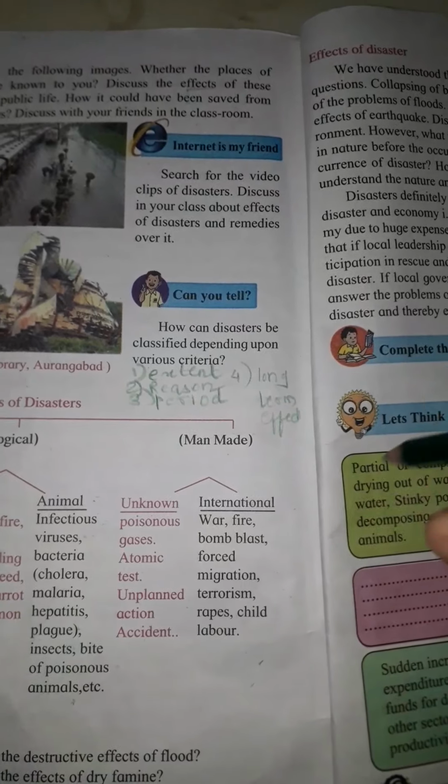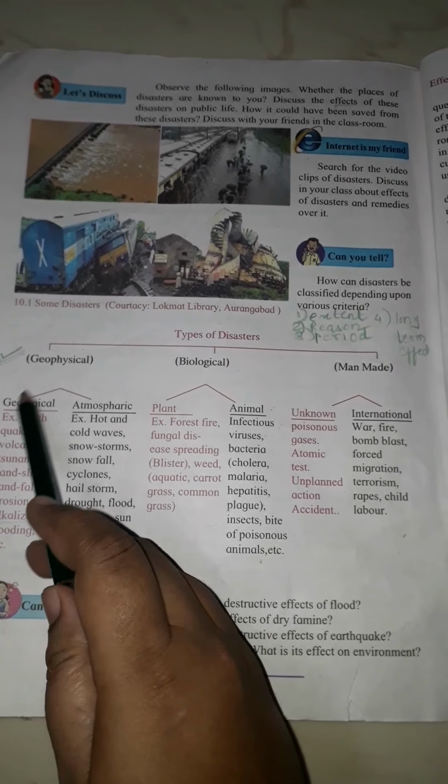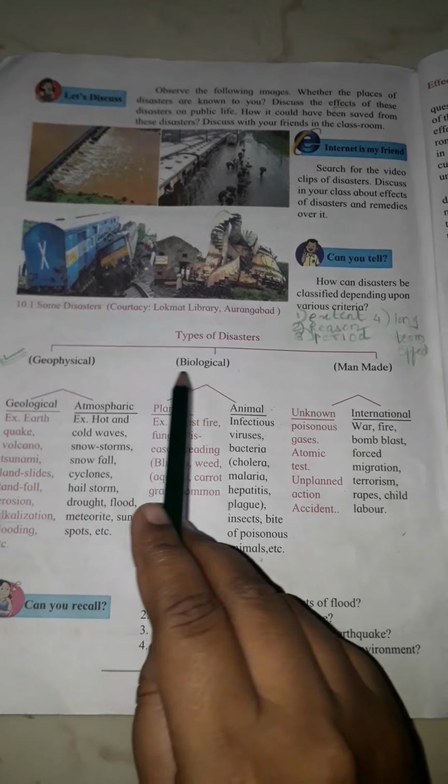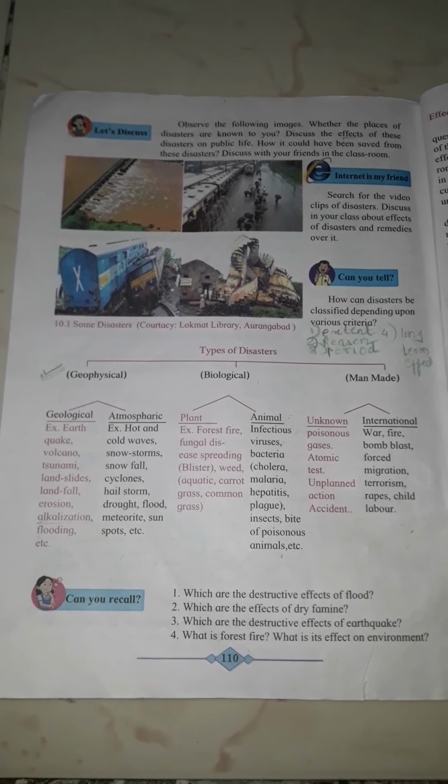So in this way, based upon these four criteria, disasters can be classified into three types: geophysical, biological, and man-made disasters. Now, today we'll stop here. Tomorrow we are going to see the next topic, that is effects of disaster and the phases of disaster.